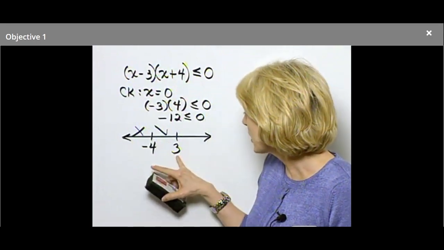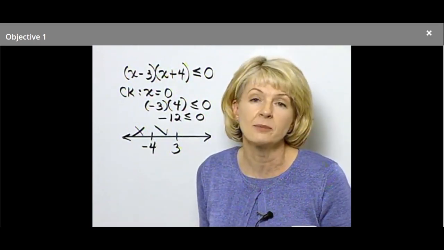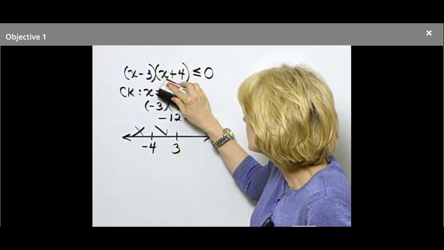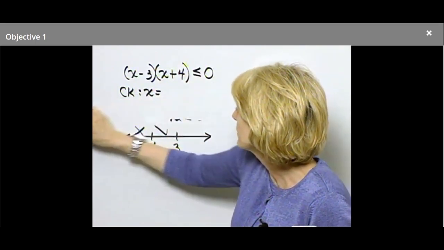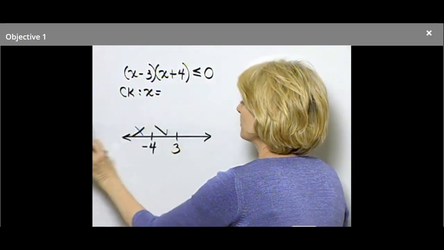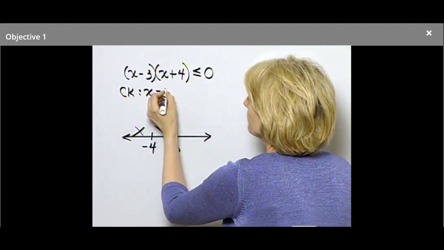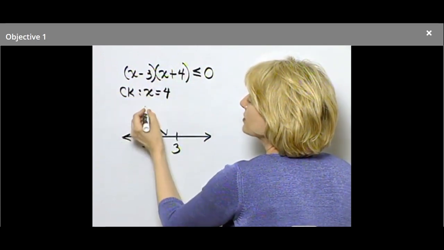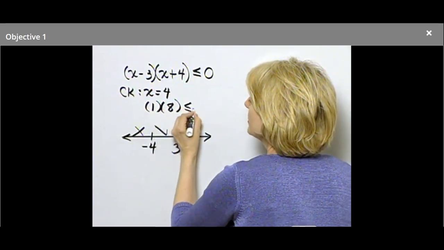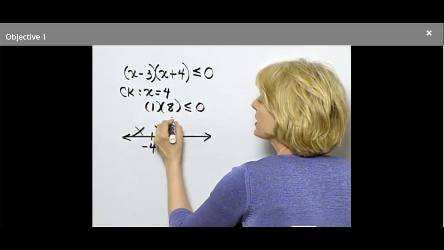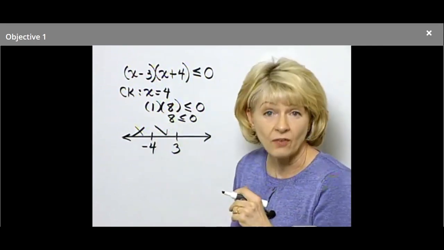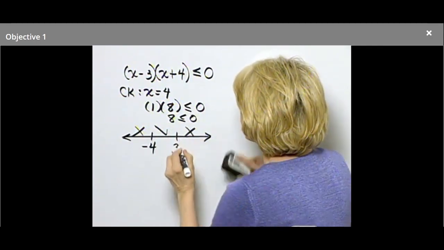And now check that last region, any number greater than 3. If you want, you can check 100, you can check 1,000. It's up to you, but any number greater than 3. I'll check, say, 4. 4 minus 3 is 1. 4 plus 4 is 8. True or false? Well, 1 times 8 is 8, less than or equal to 0. That is a false statement, so I'll place an X there.